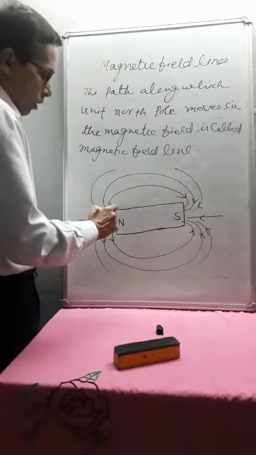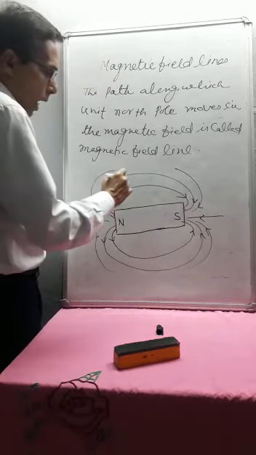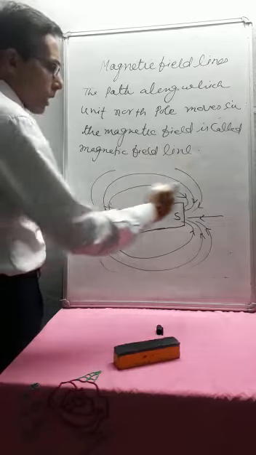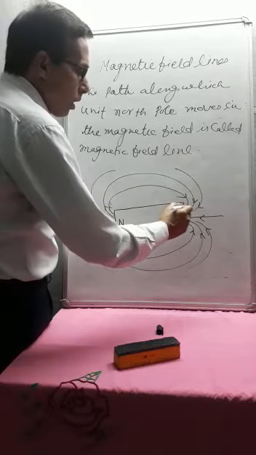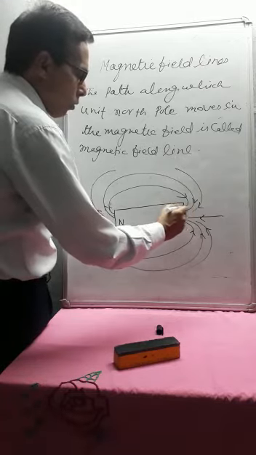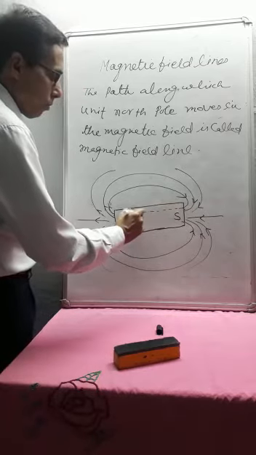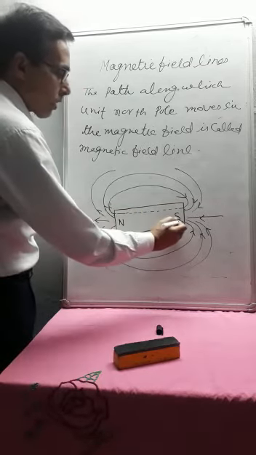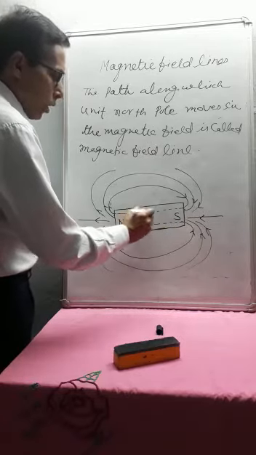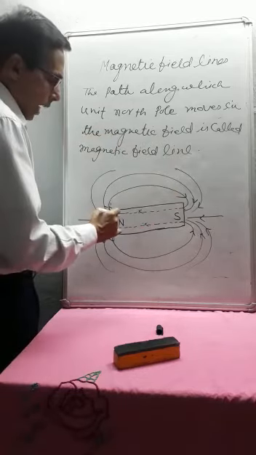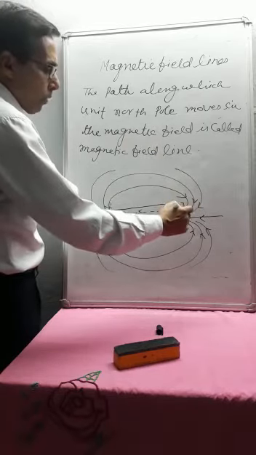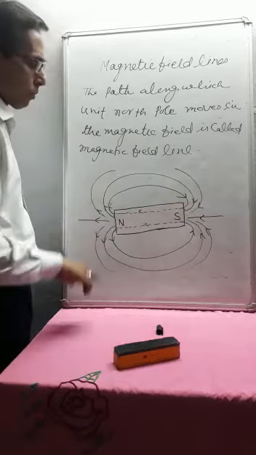So magnetic field lines originate from north pole of a bar magnet and terminate at the south pole outside the magnet. But inside the magnet, the magnetic field line moves from south to north direction. So outside the magnet, the direction of magnetic field line is from north pole to south pole, but inside the magnet from south pole to north pole.